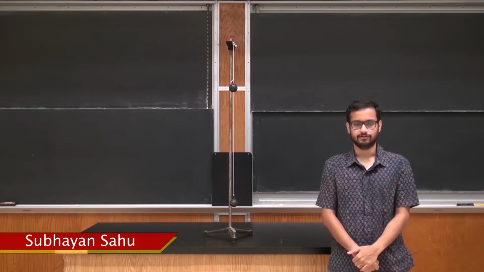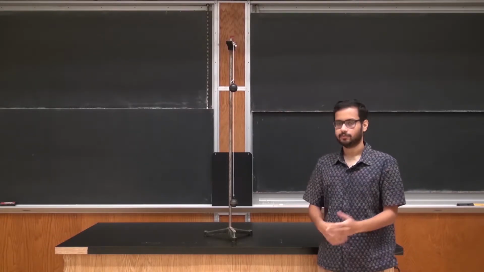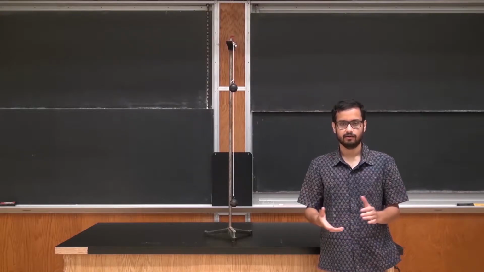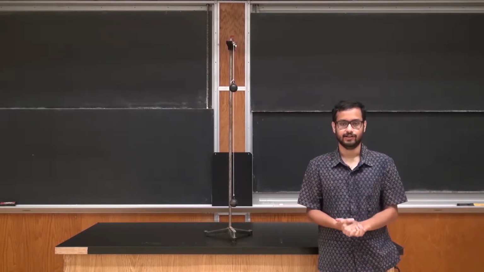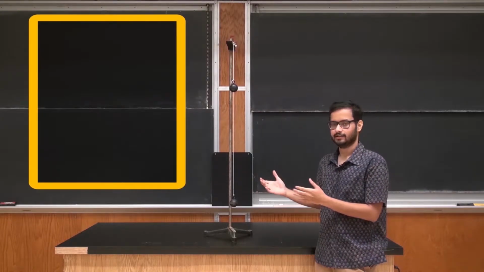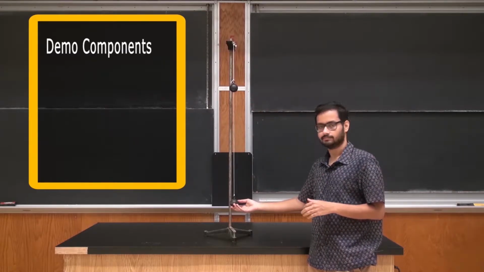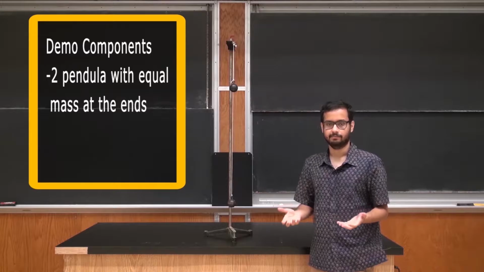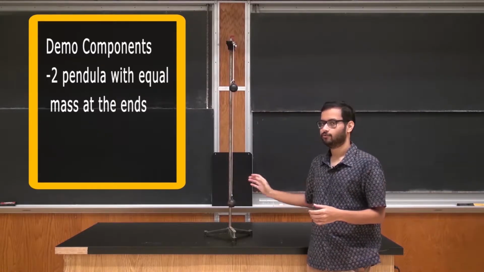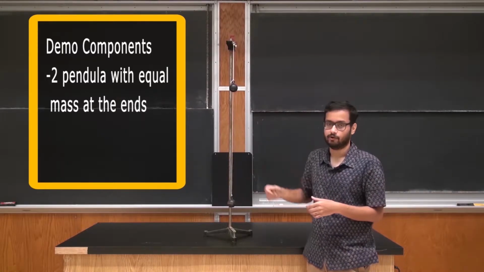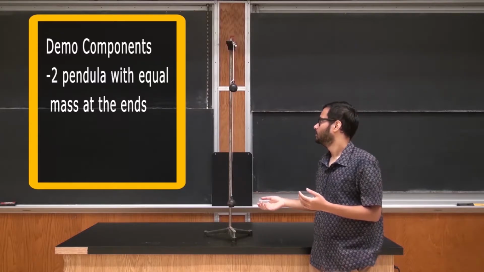I'm a PhD student at the University of Maryland, and today I'm going to show you an experiment about pendula with 4:1 length ratios. So what we have here in this apparatus are two different pendula with the same bobs. The bobs are of the same mass, but the string of one pendulum is 4 times the length of the string of the other.